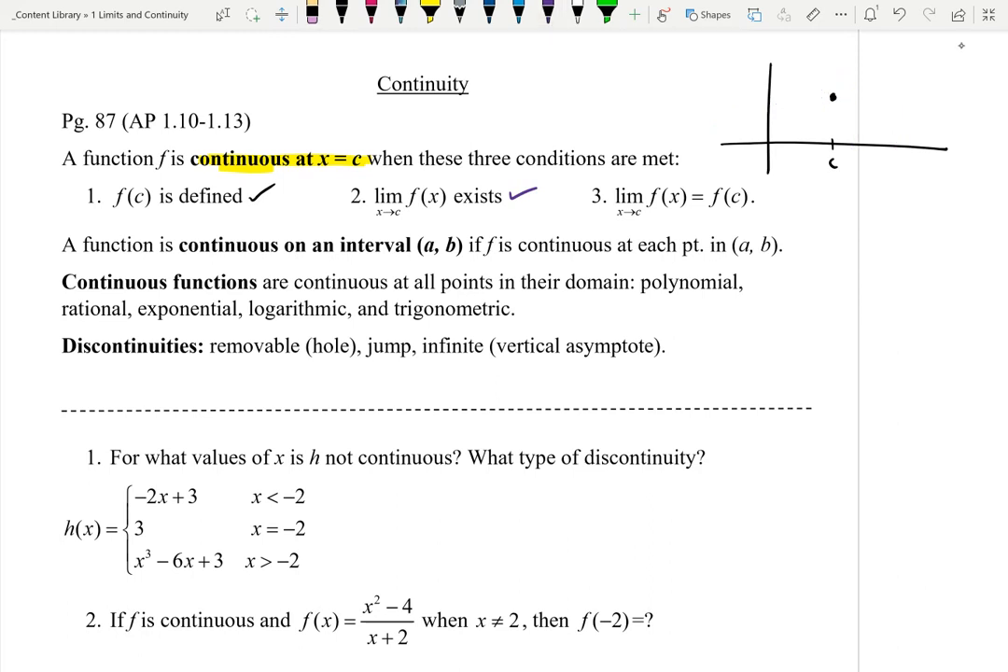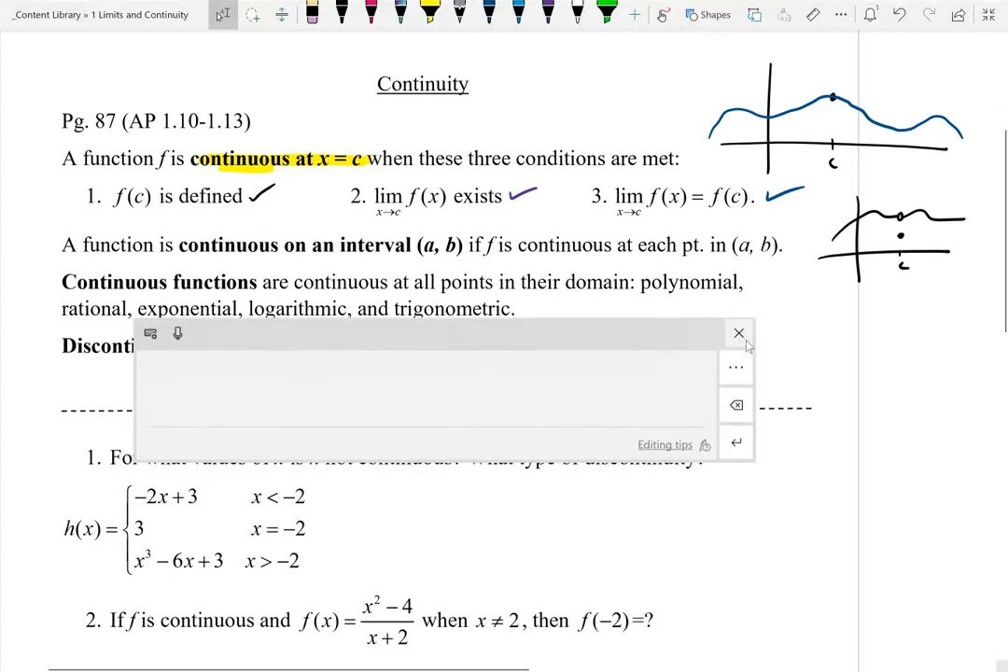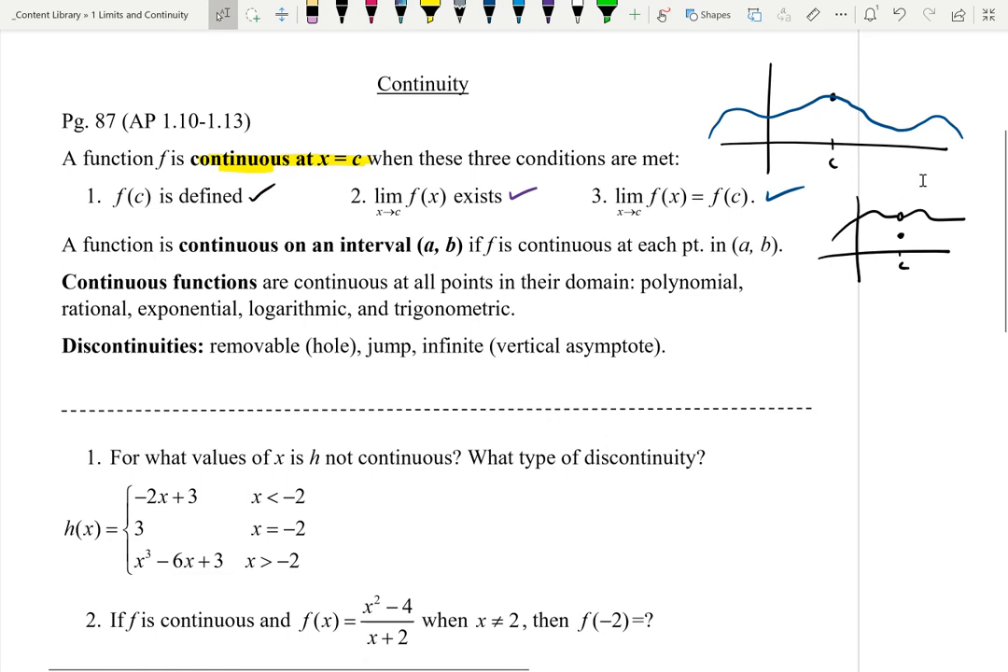So I'm going to redraw this graph. In order to satisfy the third condition, I need the limit on the left to equal the limit on the right to also equal the function's value. So this gives me continuity. Some examples of graphs that are not continuous, well, you just saw the one that I drew, where the limit exists, the function exists, but the limit and the function do not equal each other. This is what we call a discontinuity at c. So we are discontinuous at c.